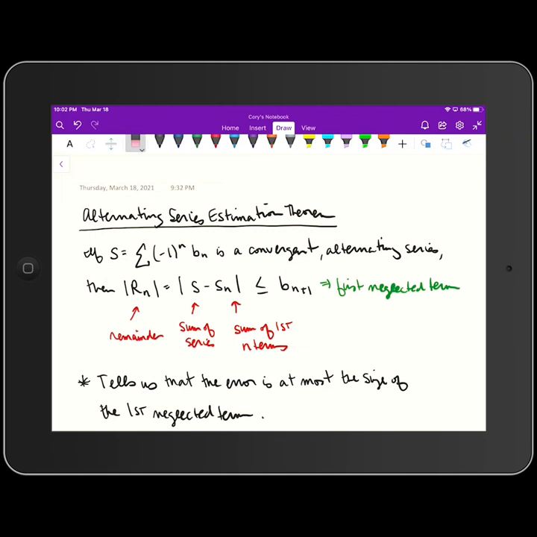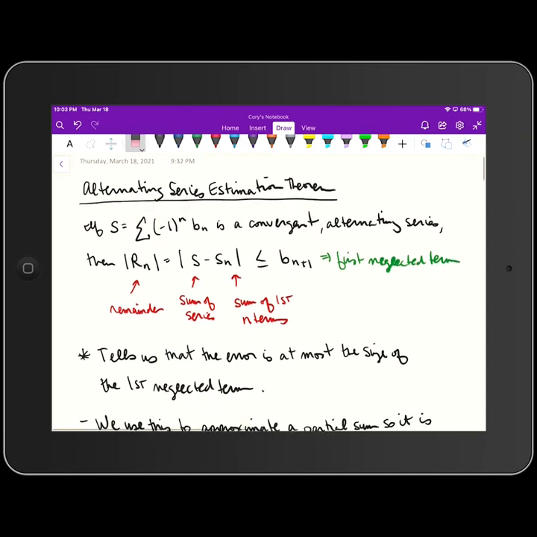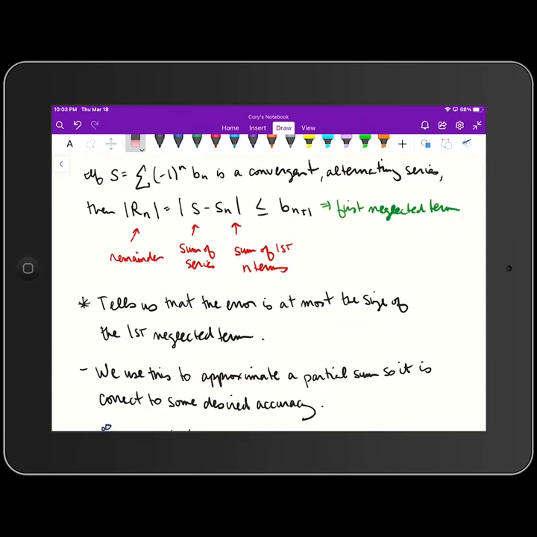Okay. So that remainder is going to be less than or equal to b sub n plus 1, which we can use to denote the first neglected term in the series. So what this tells us is that the error is at most the size of the first neglected term. And what we can do with this alternating series estimation theorem is use it to approximate a partial sum so that it is correct to some desired accuracy.